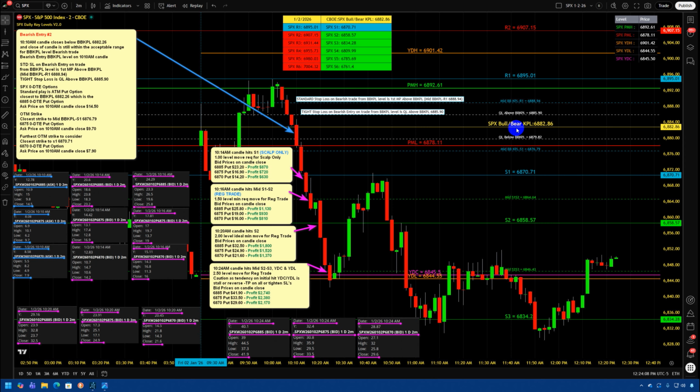Now, on the very next candle, we have the mid S1, S2 hit. Again, we have a one level move. This level we're taking the trade from, bearish trade: one level move down is scalp only, and a 1.5 level move is the minimum required threshold for a regular trade. So here you have that met at the 10:16 candle, this candle here.